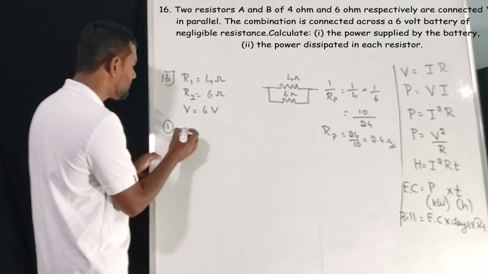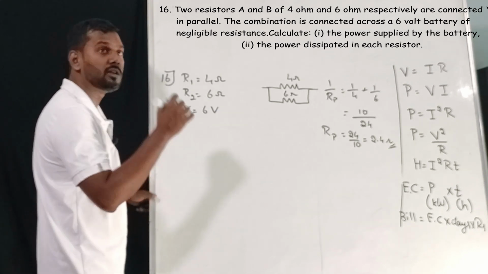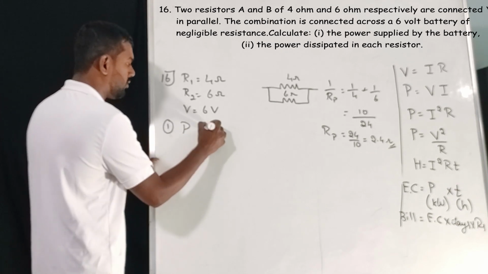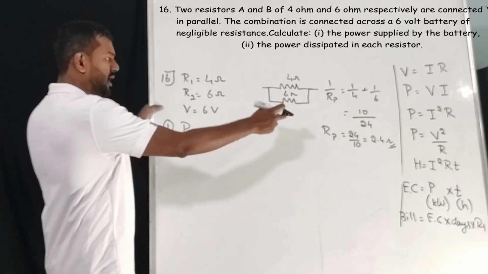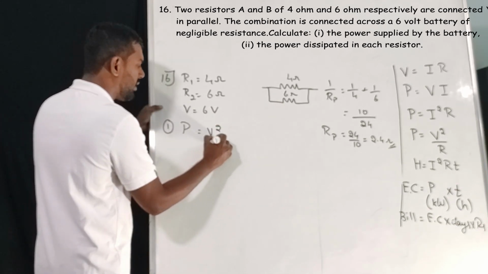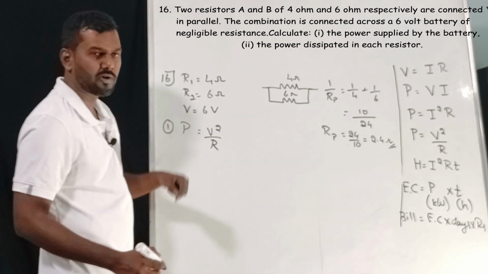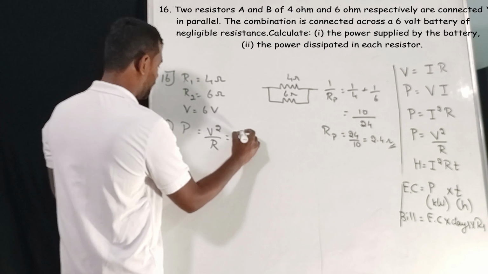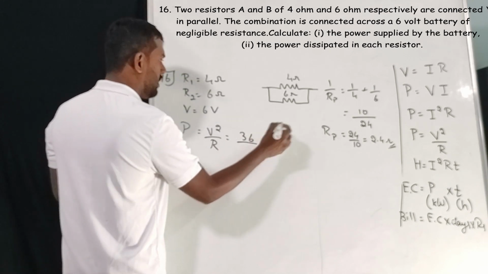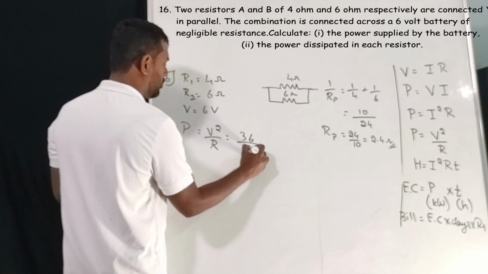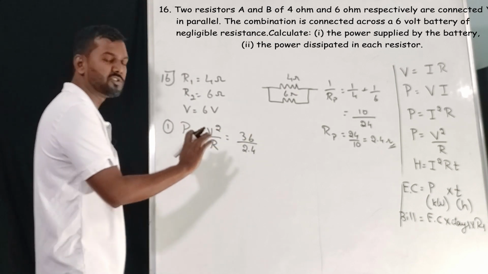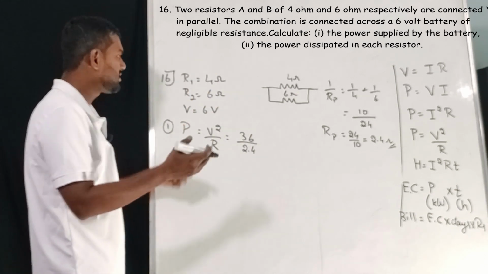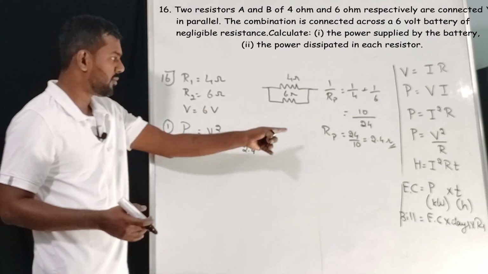Next, here we need to find the power supplied by the battery. Power in the battery is equal to, we have V and R. So the formula which we are going to use, fourth formula, P is equal to V square by R. V square is equal to 36, R is equal to 2.4. See, these two resistance we should not use because these two are connected in parallel. If they are connected in series, just we have to add it and get the complete resistance.